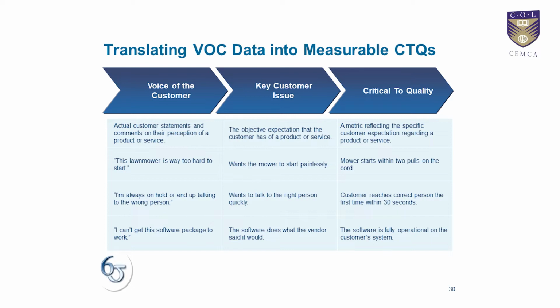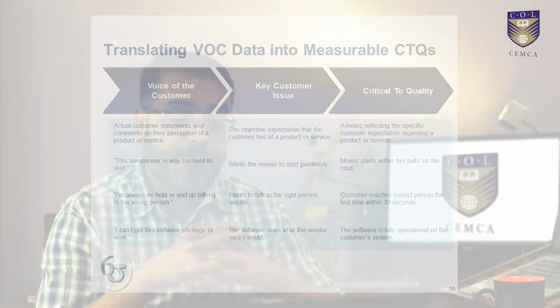So what is the customer issue here? The customer issue in this case of the lawn mower is that the customer wants the lawn mower to start painlessly and easily. So what is the metric we are trying to understand here? We're trying to understand that the mower starts within 2 pulls on the cord. That's what the person wants. That within 2 pulls, when you pull the cord, it should be able to start. So that's the expectation here. So we have a metric that we are trying to understand here.